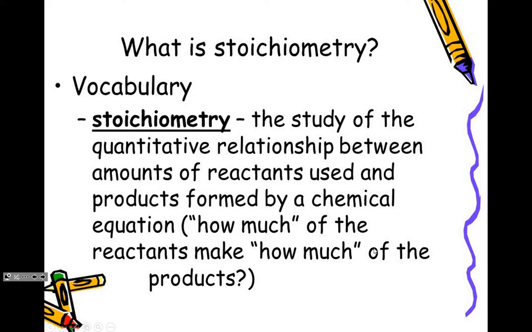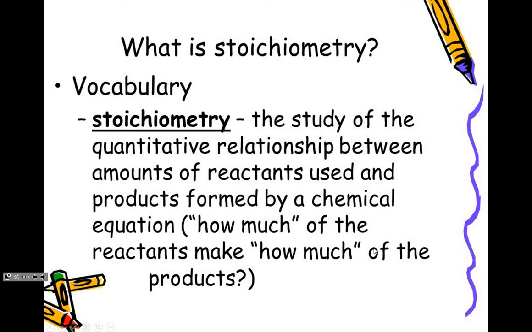So stoichiometry, basically, this is the canned version. This is the study of the quantitative relationships between the amounts of reactants used and the products formed by a chemical equation. Basically, how much of the reactants make how much of the products. That's what stoichiometry is all about. So it's sort of like a recipe. I'm trying to figure out how much I can make given what ingredients I have.